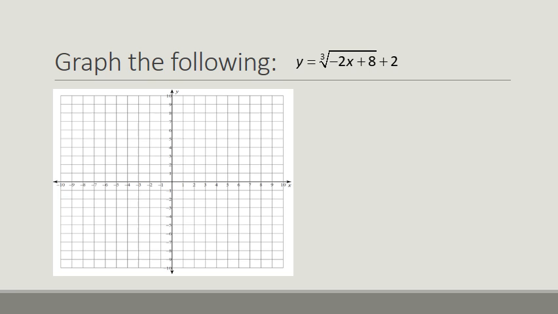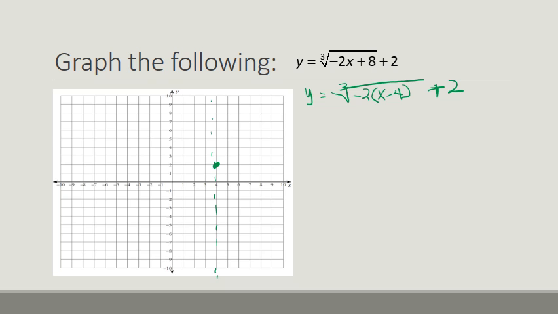So now when we go to graph this, let's factor out our negative 2. So we get y equals the cube root of negative 2 times x minus 4, plus 2. Okay. So again, I'm going to move up 2, and then I'm going to move to the right 4. Sorry, over 4 and up 2. Okay. And with this negative 2, it's going to flip over the y-axis.